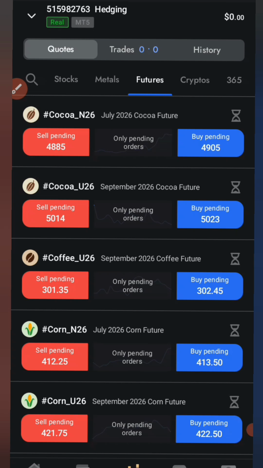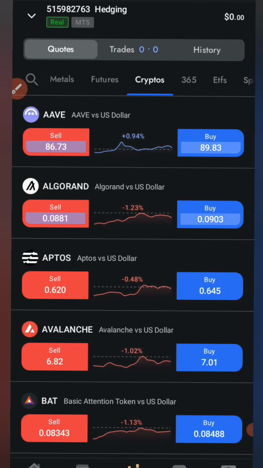We have futures, and futures includes cocoa. We have cocoa of September 2026. We have coffee. We have corn. You can also trade on futures. These are cocoa, corn, and coffee. So it depends on you. You want to choose on it or not.